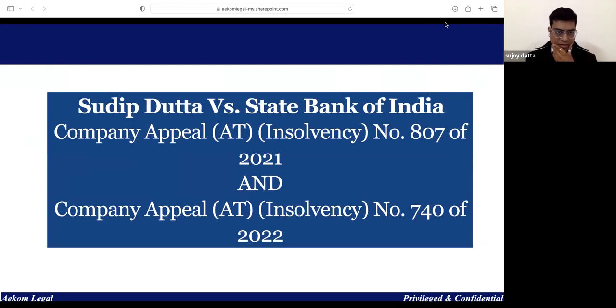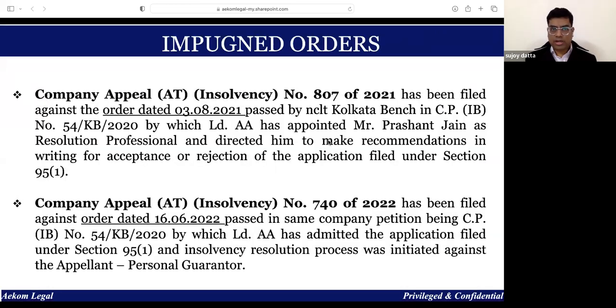If not, we'll carry on. So the next judgment is Sudeep Dutta versus State Bank of India. And these are actually two connected judgments. There are two impugned orders. Now this judgment deals with personal insolvency.